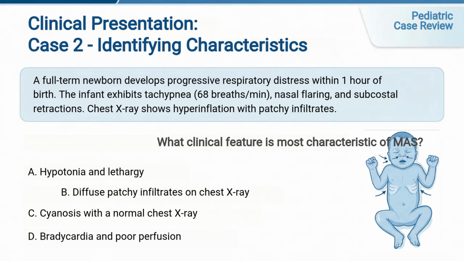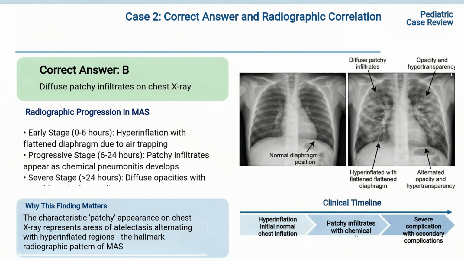Option A. Hypotonia and lethargy. Option B. Diffuse patchy infiltrates on chest X-ray. Option C. Cyanosis with a normal chest X-ray. Option D. Bradycardia and poor perfusion. The correct answer is Option B. Diffuse patchy infiltrates on chest X-ray.